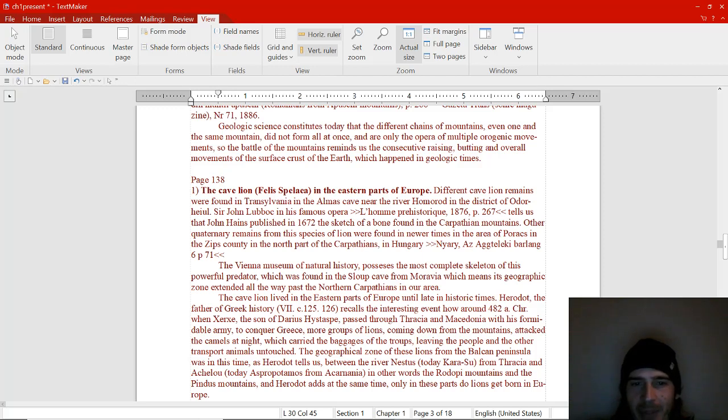The Vienna Museum of Natural History possesses the most complete skeleton of this powerful predator, which was found in the Sloop cave from Moravia, which means its geographic zone extended all the way past the northern Carpathians in our area. The cave lion lived in the eastern parts of Europe until late in historic times.